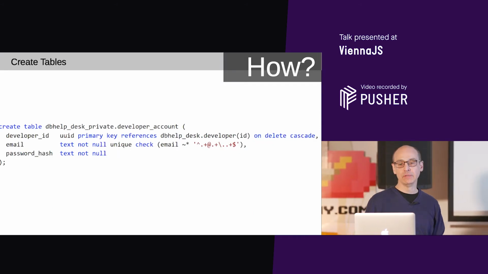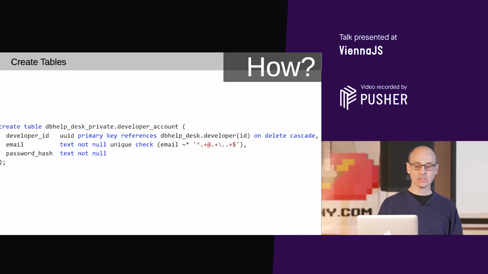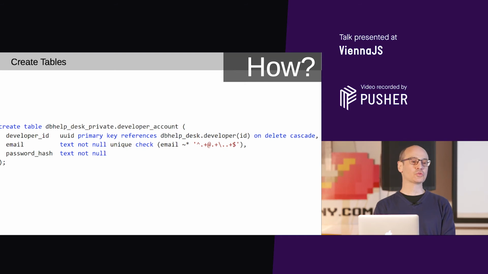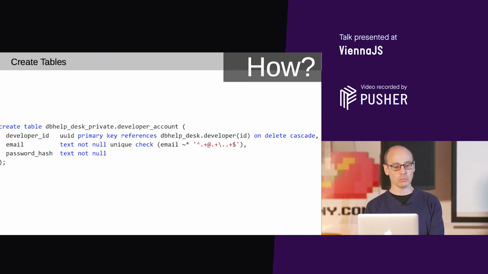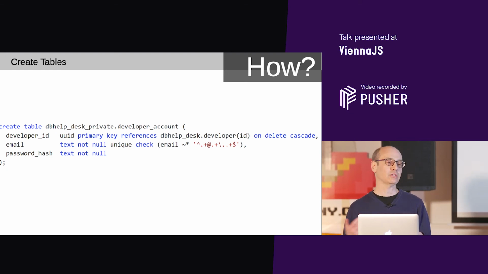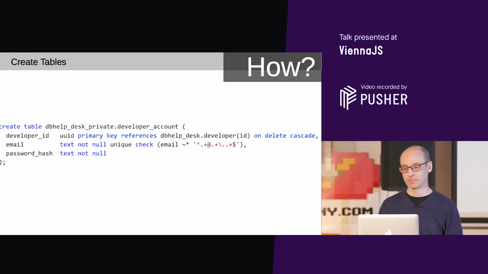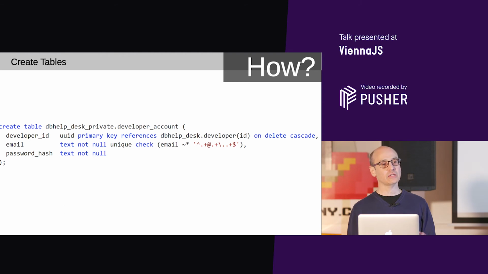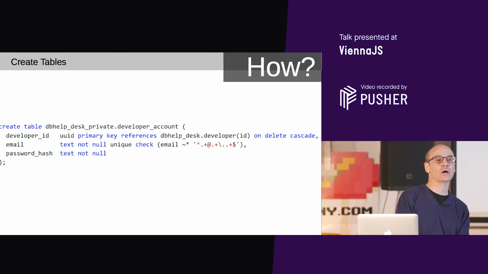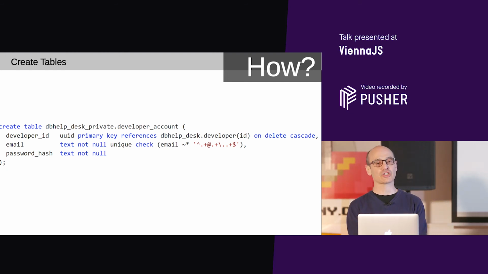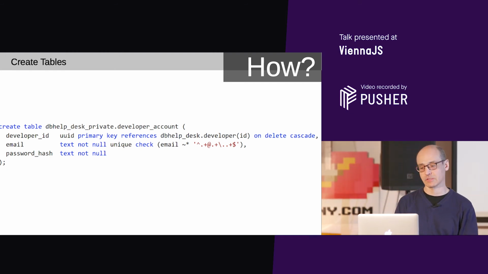The next step is that I create, on this private schema, a table to store my developer account with the fields that I don't want to risk making public. In this case, the developer ID, the email, and the password hash. Something that you can check here also is that it is possible to add some input validation directly on the database itself.